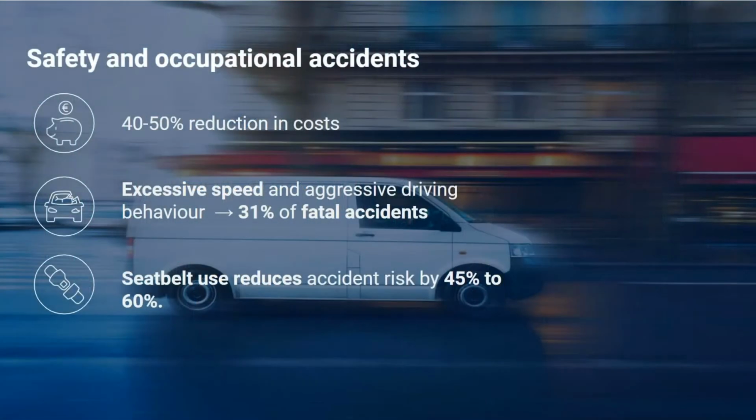Okay, just a few more stats here regarding the safety and occupational accidents. Again, we can see the heavy cost related to safety, 40–50%. So again, I reiterate, a big focus is on this area in this webinar, safety first, right? Over 30% of fatal accidents are related to speeding and aggressive driving behavior. In fact, this slide says 31%.